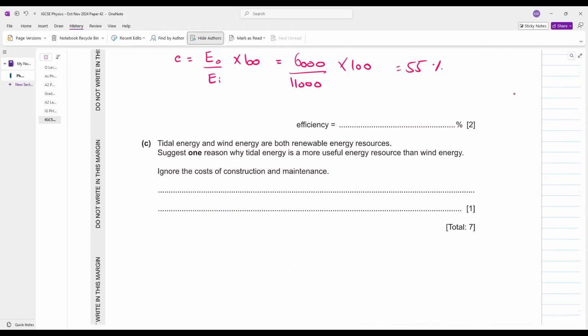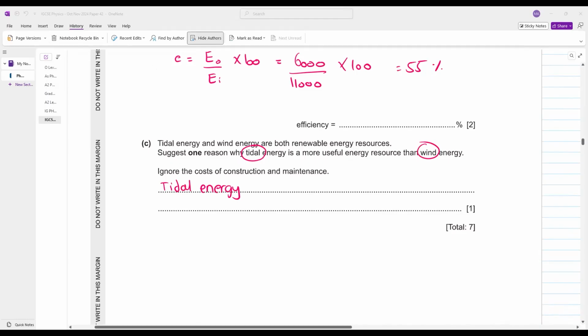Tidal energy and wind energy are both renewable energy sources. Suggest one reason why tidal energy is a more useful energy source than wind energy. Why is tidal energy a useful source compared to wind energy? Ignore the cost of construction and maintenance. Tidal energy is more consistent, more reliable compared to wind energy. The waves follow a regular pattern. However, wind has no pattern.